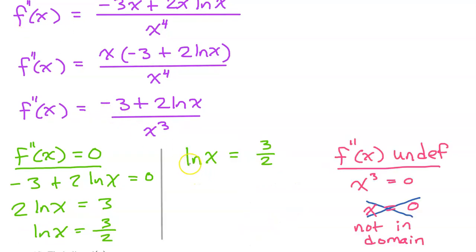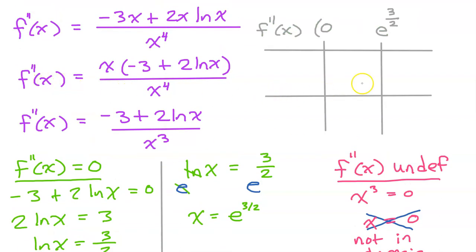To cancel out the natural log and leave x by itself, we can exponentiate both sides of this equation. We can put a base b, causing each expression to become the exponent. Base e and natural log x cancel each other out. These are inverse functions. So on the left side, that will leave x, and on the right side, we have e to the 3/2 power. So this is where f double prime is equal to 0.